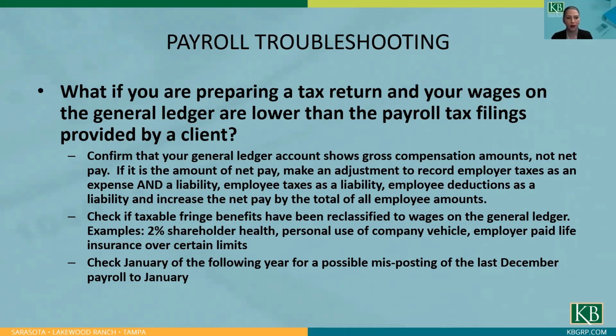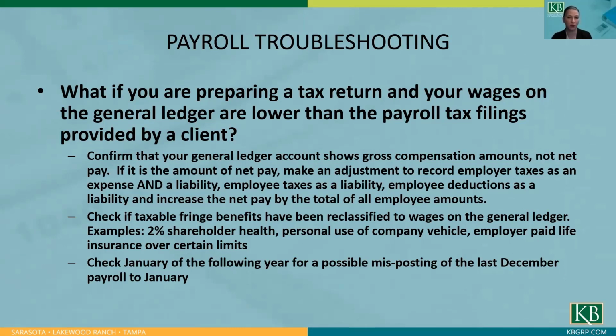For example, for S corporations, there's a 2% shareholder health benefit for the owner that may be posting to an insurance account, but annually needs to be closed to wages to match the W-2. Personal use of company vehicle is a taxable fringe benefit, and that similarly needs to be adjusted.